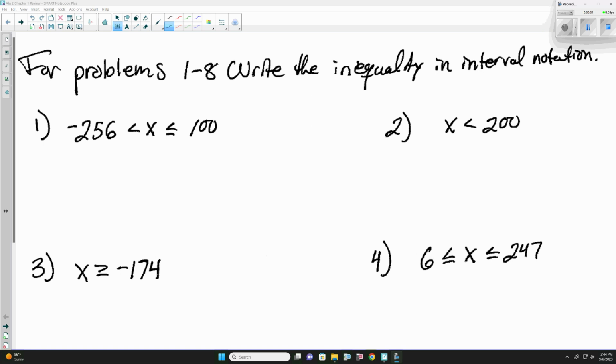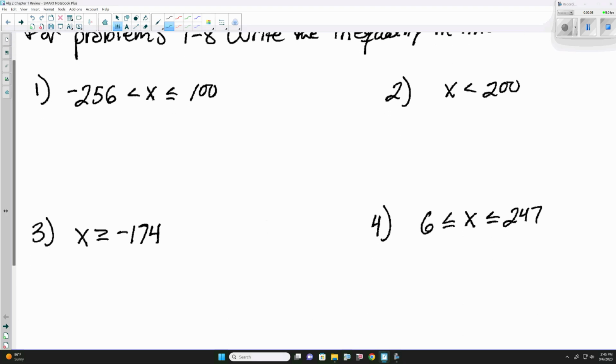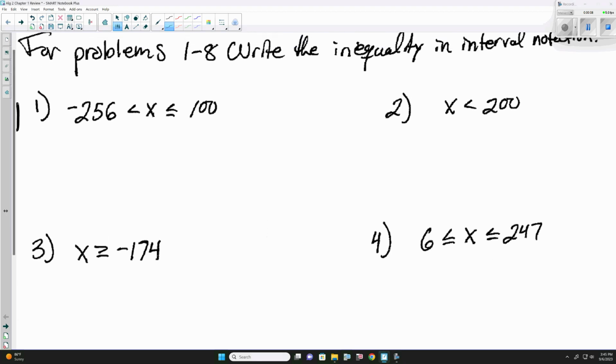All right, guys, so we're going to go over the review video. I'm going to go through the whole review video here. Now, the first one we're looking at is problems 1 through 8, interval notation. With interval notation, we're rewriting these inequalities with parentheses and brackets based off the endpoints.